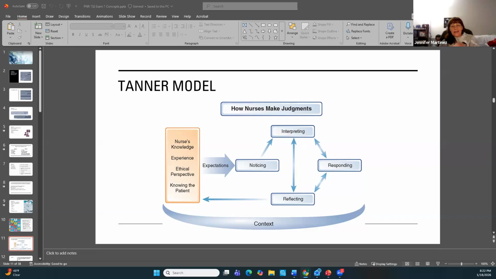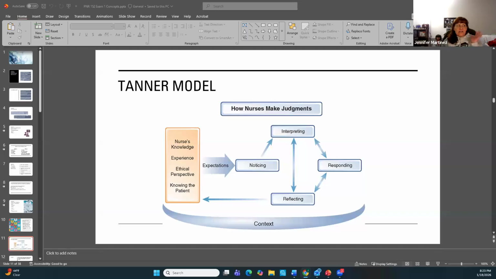Interpreting is where you're making sense of the data that you've gathered. You're analyzing it, and then you're forming an understanding of that patient's condition. And then you're responding, right? So what do I do? My patient's on the floor, what do I do? If my patient's potassium level is 3, what do I do? And then reflecting, you're going back, looking at your client's response, looking at your actions. You're remembering, you're learning for future reference, right?